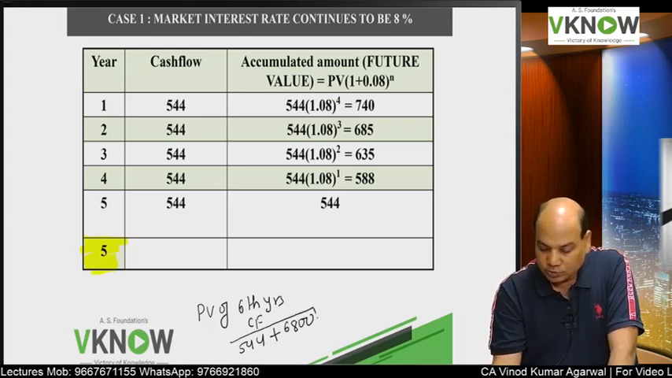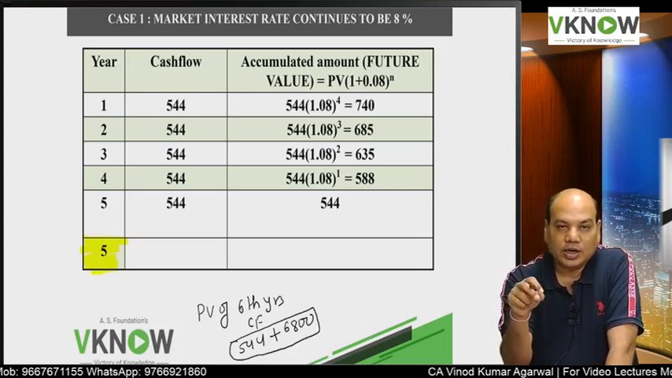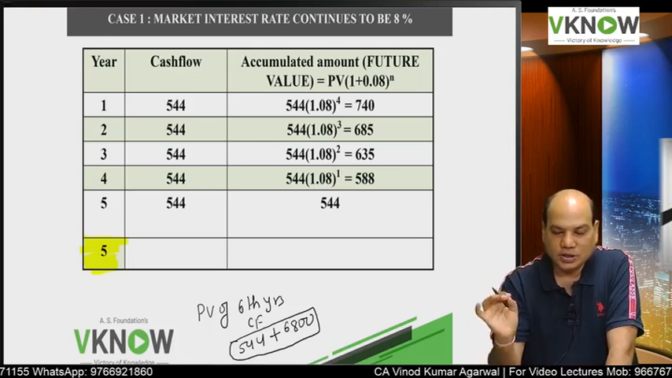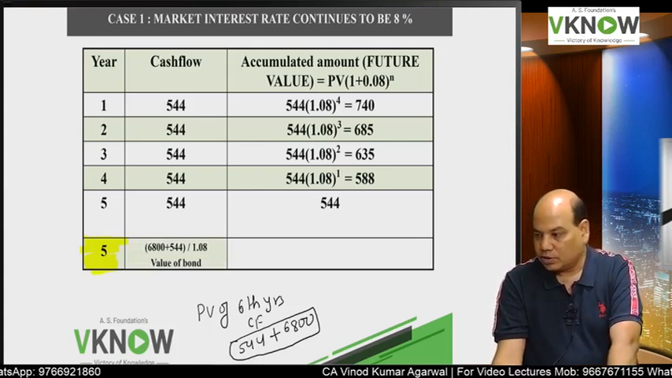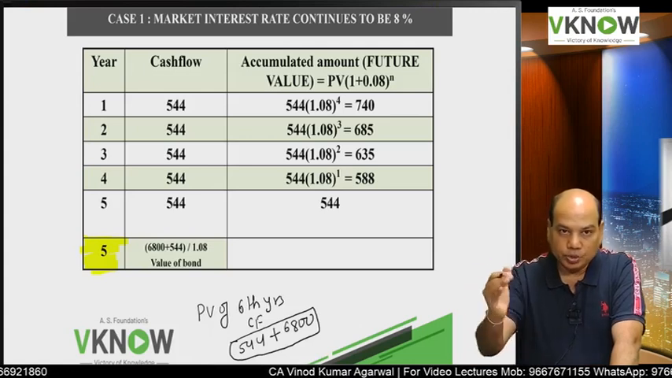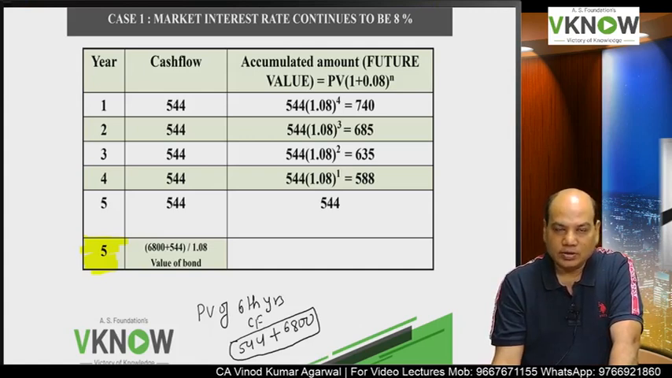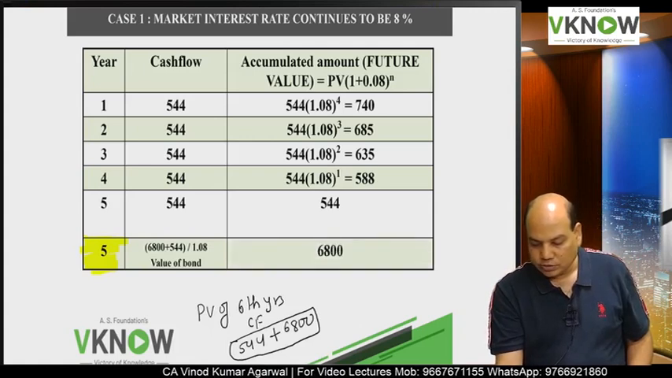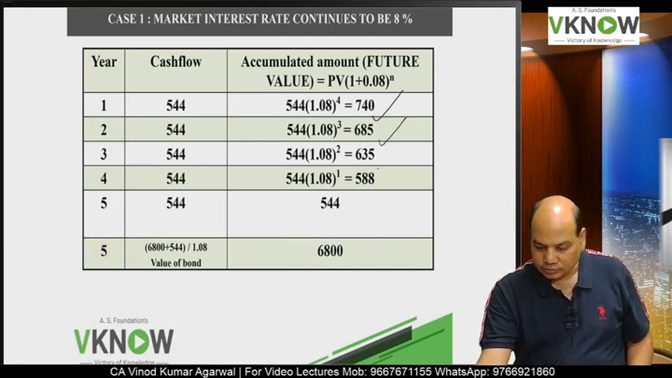So this cash flow will be received at the end of 6th year, but I am going to sell it at the end of 5th year. So I will discount it by using 8% discount rate. You write like this: 6800 plus 544 and compute the present value by using 1 year factor, divide by 1.08. So that comes to 6800 only. Now you add this.